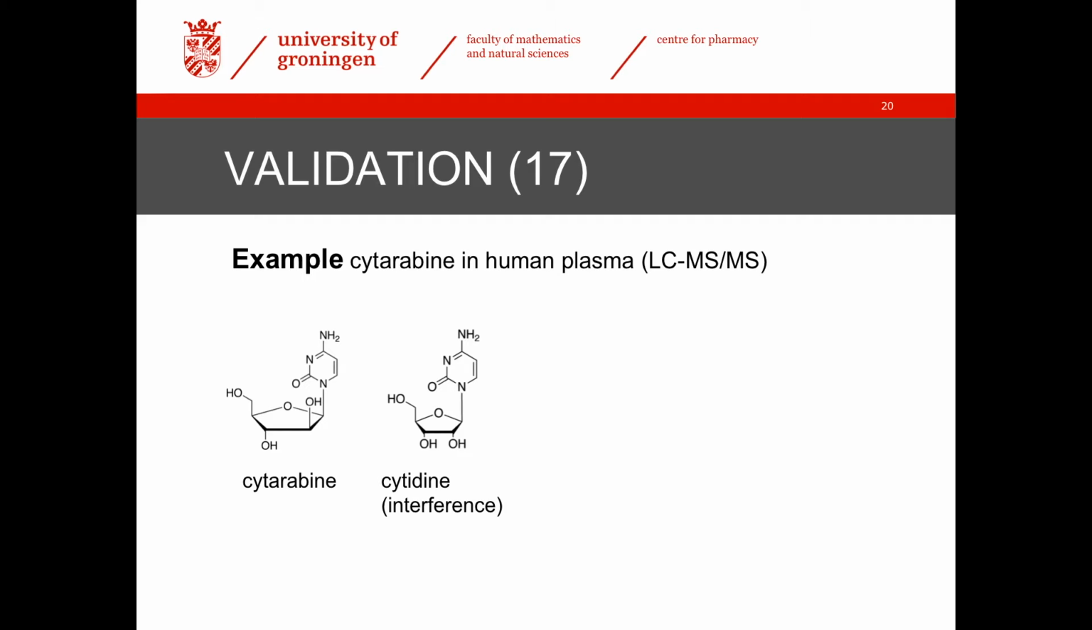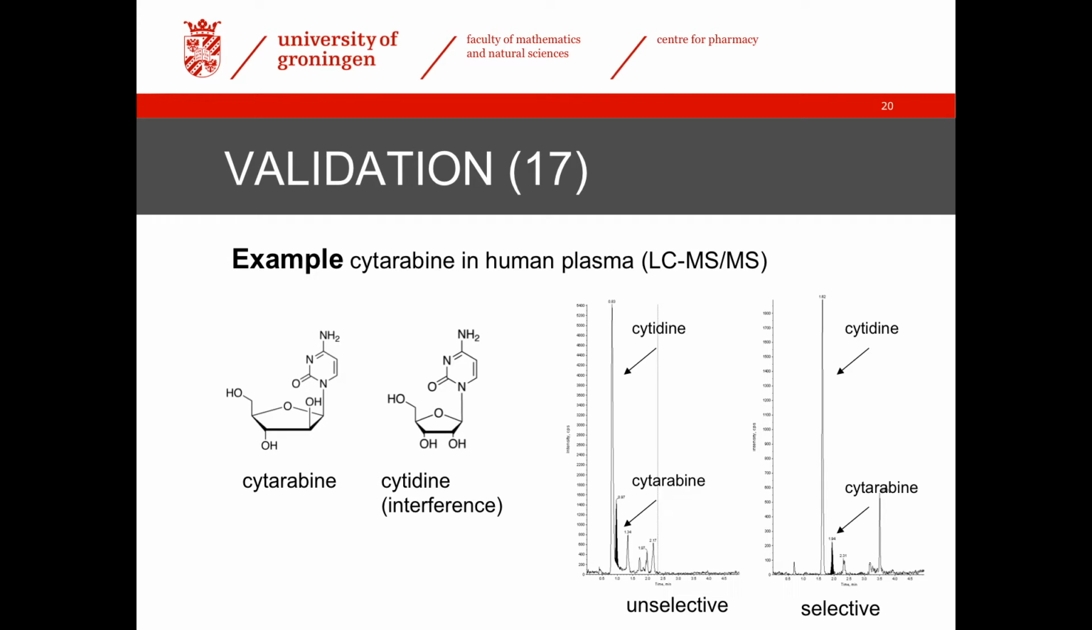In another method, the endogenous compound cytidine has the same mass and almost the same structure as the drug cytarabine. And if they are not sufficiently separated, cytidine interferes with the measurement of cytarabine. The left-hand chromatogram shows insufficient separation between the two, and this method is not selective. The chromatogram on the right shows a good selectivity because both peaks are well separated.